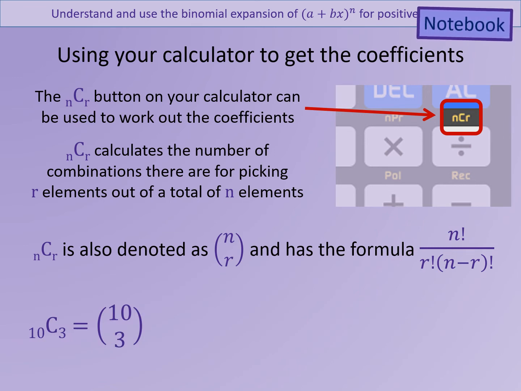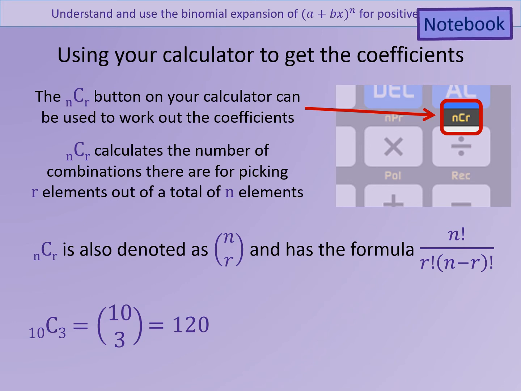So this is an example. To put it into some sort of context, this would be 3 from 10, and it would be equal to 120. You can try this out on your calculator. You'd type in the number 10 first, then you would type the nCr button by using the shift or second function option, and then you press the number 3, and that will give you your coefficient of 120.